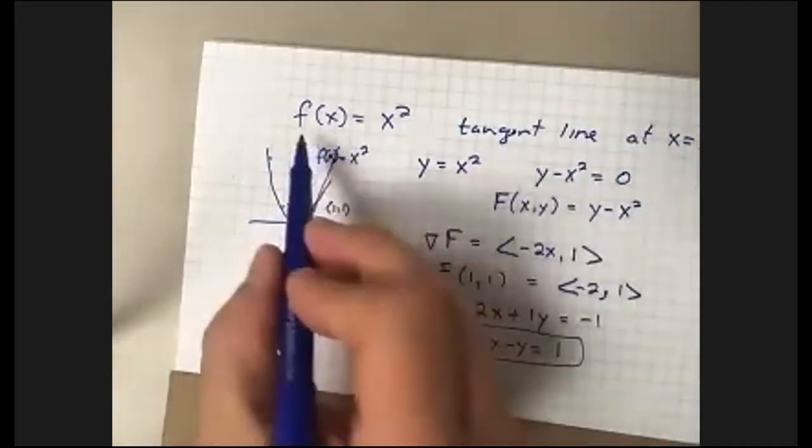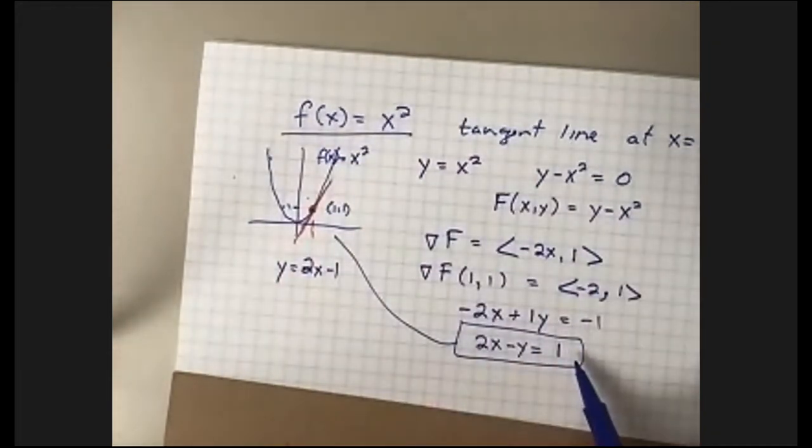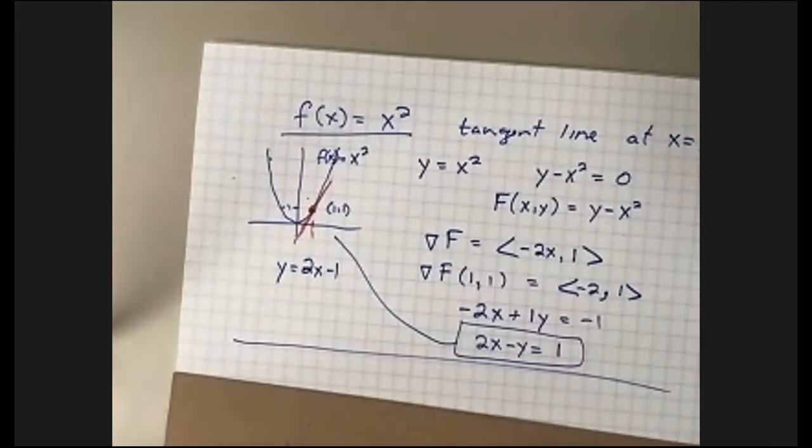Okay, so even in a traditional sense, the gradient found the tangent line very quickly. Okay, so sometimes you see functions given traditionally, and then you have to find the tangent line there.